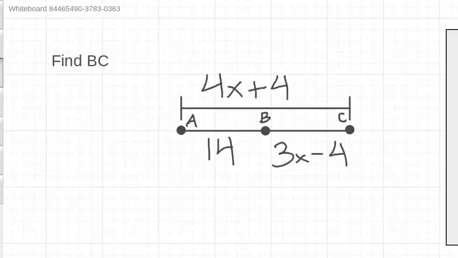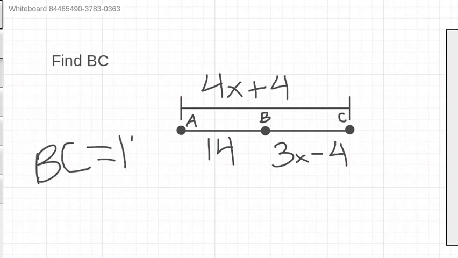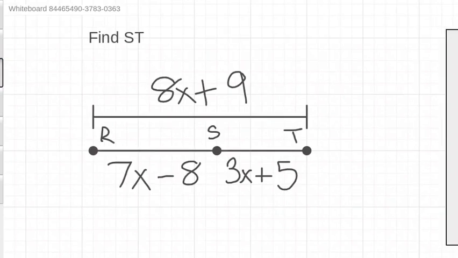Alright, now let's do some practice problems for you to pause the video and do, and then come back whenever you have your answer. Okay, so for this answer, we know that we would have to add AB and BC in order to equal 4x plus 4. So our answer BC would equal 14. To find ST, just pause the video and come back whenever you have your answer.